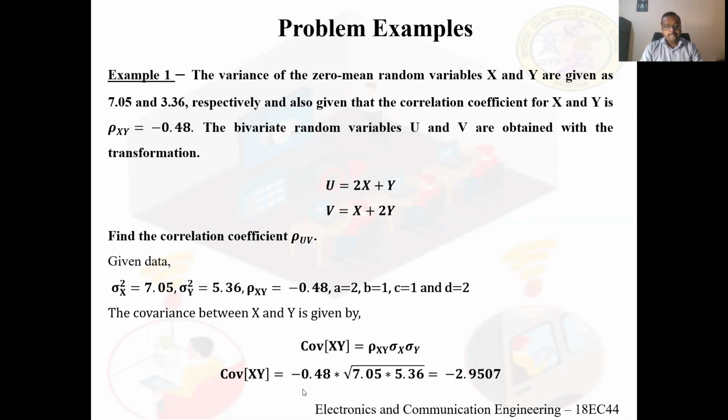Right? Now, what is rho XY? It is given as minus 0.48. And what is sigma X here? Now, variance is given, which is sigma square X. So it will be square root of 7.05 and sigma Y will be square root of 3.36. Substitute here, minus 0.48, you get it as minus 2.9507.